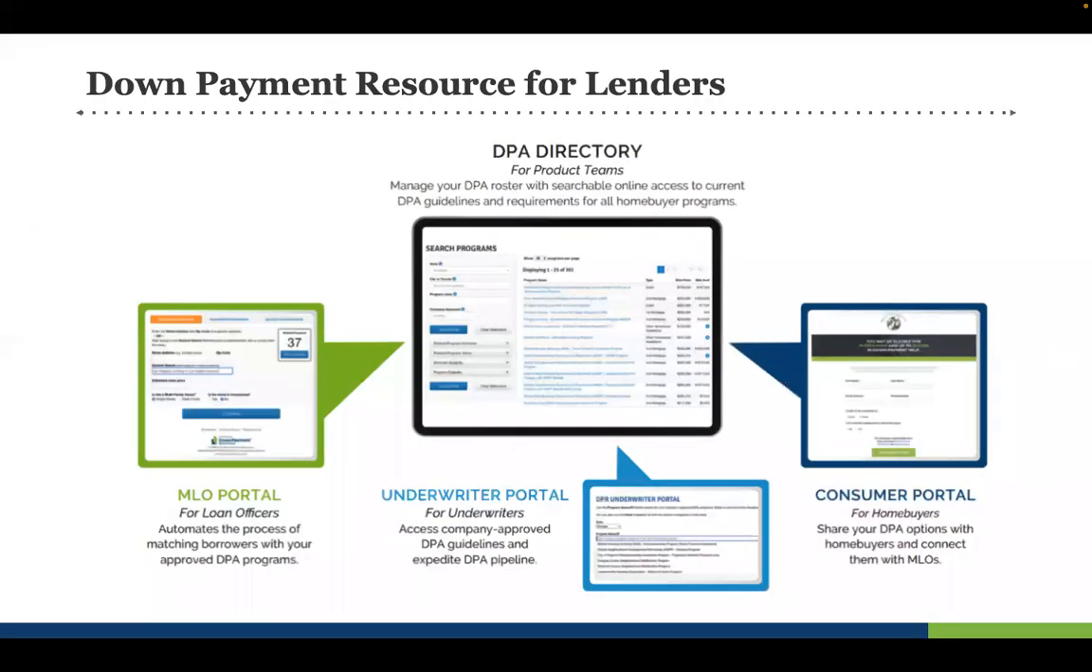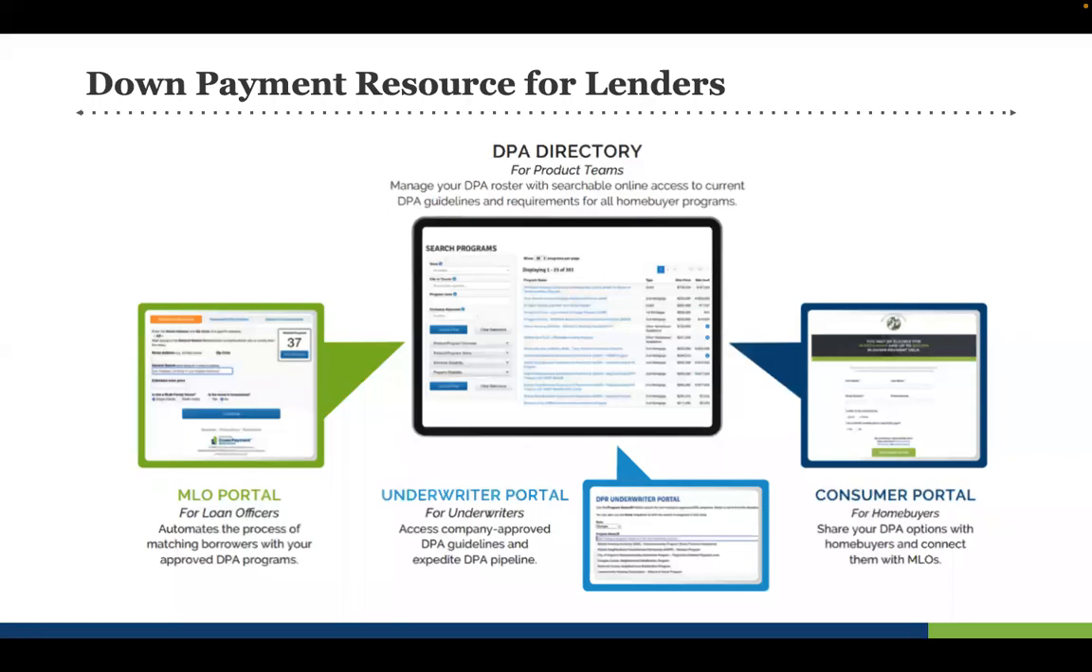And let's wrap this up with lenders. If we do have lenders on the call here, there may be a small few enterprise lenders. We have several tools to help you, namely the DPA directory, which you get a version of with Down Payment Connect. But for the enterprise, you can license it across your footprint and control what displays for loan officers, underwriters, and consumers on the rest of our platform. Happy to discuss that with you, but the directory is your guide for all of the programs out there, whether or not you participate in them. And you can manage your roster of approved DPAs.